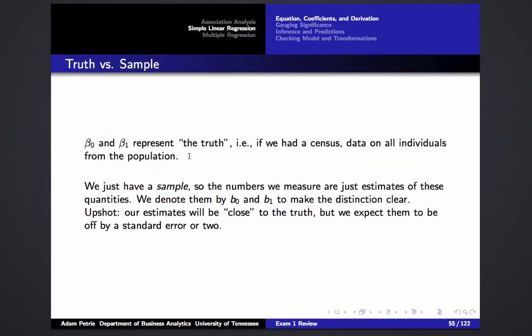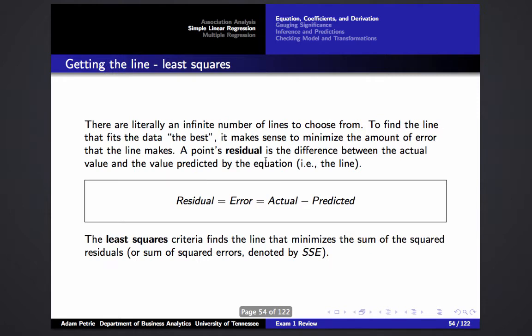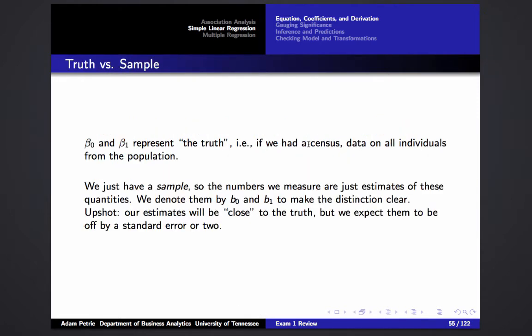All right, so a note on notation here. Here's the model that we're using to approximate the real world. Essentially, if we had census data on every single member in the population and we fit the least squares regression line, we would measure beta 0 for the intercept and beta 1 for the slope. So these represent essentially wholly quantities, the truth that we would like to know. But we're not going to know them because we only are going to have a sample. We're not going to have a census. We only have a small set of individuals that we've collected data on.